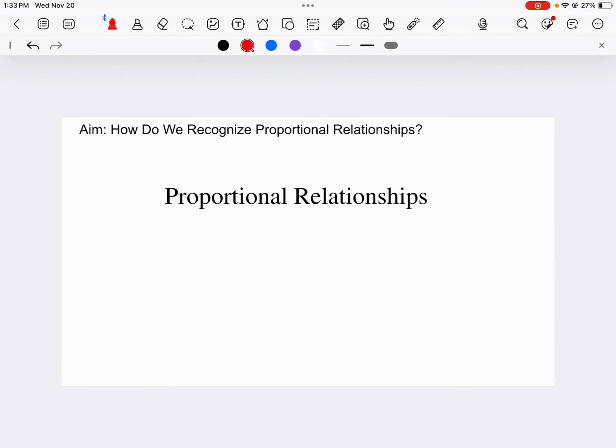This lesson is on how to recognize proportional relationships. A proportional relationship is when all the ratios of y to x in a situation are equal to each other. So every ratio has to be equal to each other in order to have a proportional relationship.